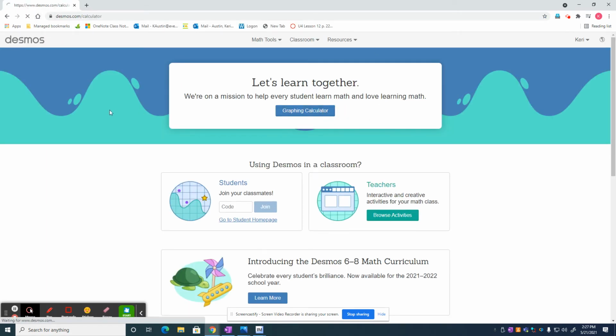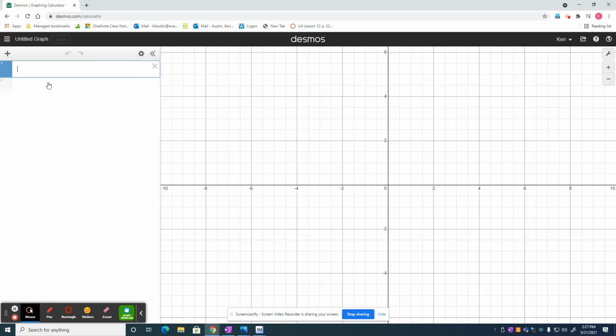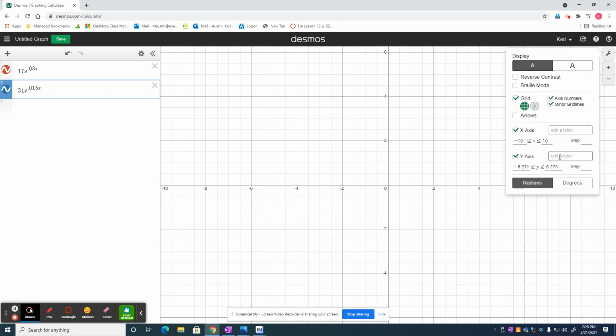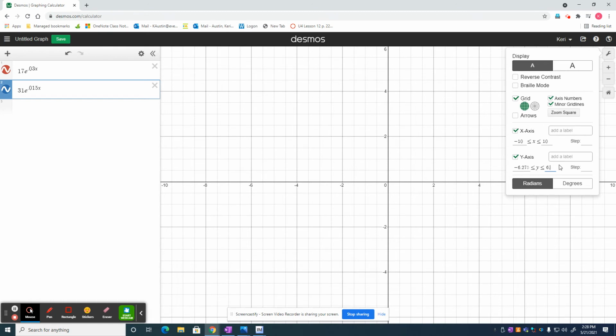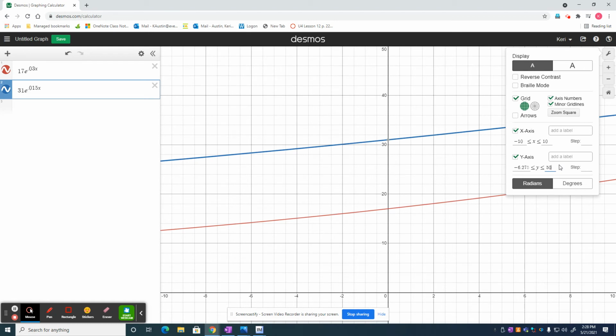Okay, so I'm going to type in the first country's equation, which was 17 e to the 0.03x. And then the other equation was 31 e to the 0.015x. Now I can't really see these, so I'm going to go adjust my window. The starting population is 17 for one of them and 31. So I'm going to go up to like 50. Maybe I'll go to 100 because I can.